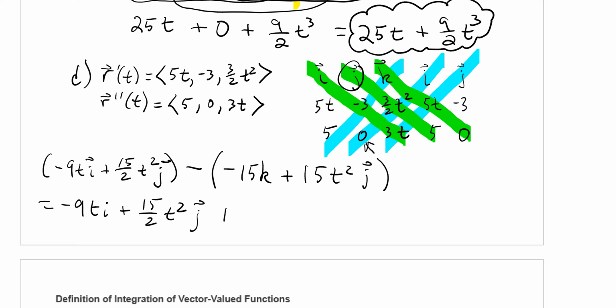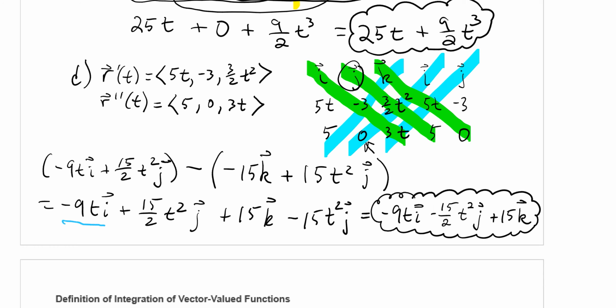And then plus 15k, and then minus 15 t squared j. And then negative 9t i is by itself. There are two j terms, 15 halves t squared and minus 15 t squared. So 15 halves minus 15 is negative 15 halves t squared j, and then 15k is by itself.